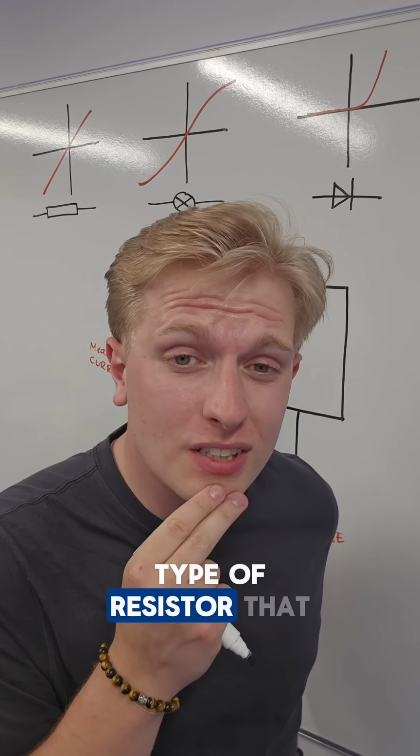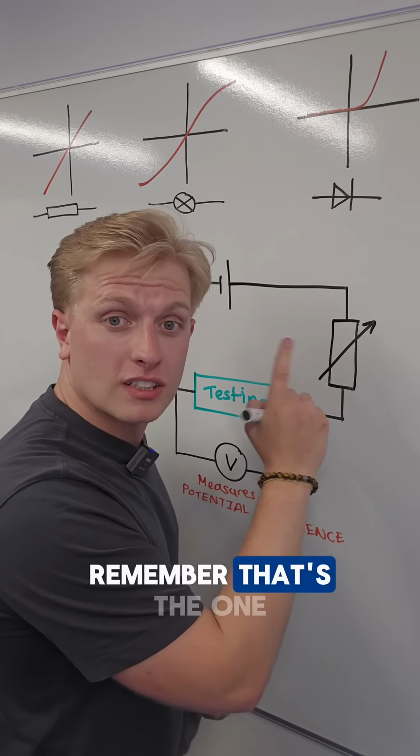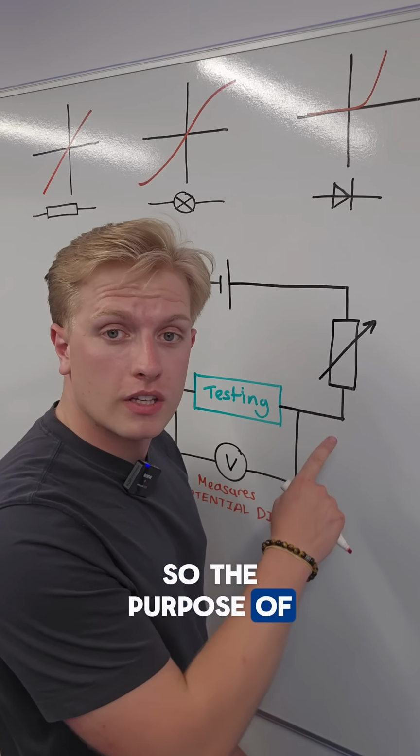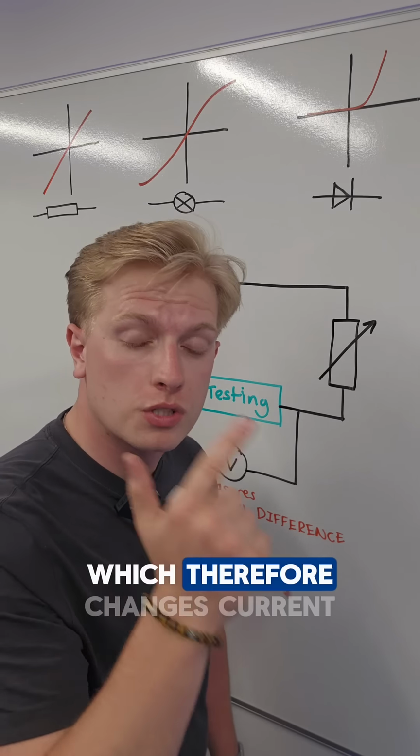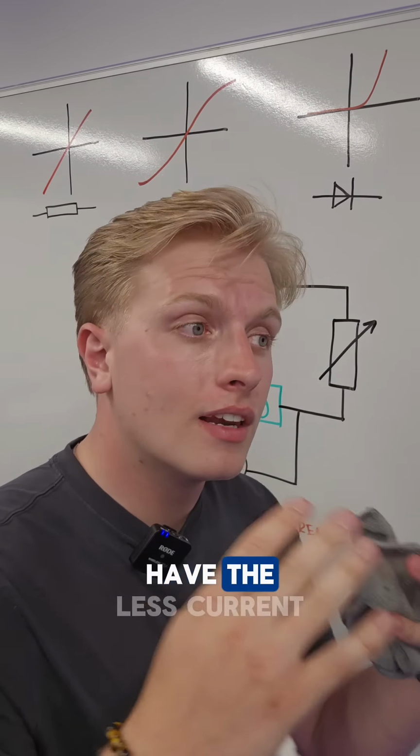So is there a type of resistor that you can change? Oh yeah, there is. Variable resistor, let's put one here. Remember, that's the one with the arrow. So the purpose of this is to change the resistance, which therefore changes current and allows us to get multiple readings. The more resistance you have, the less current you have.